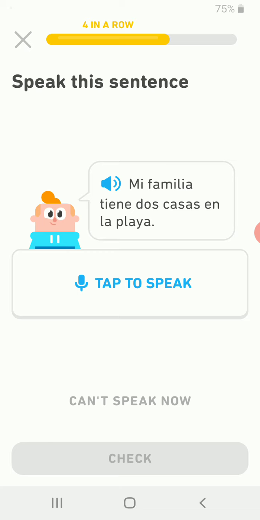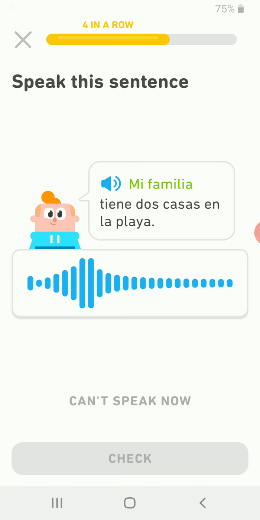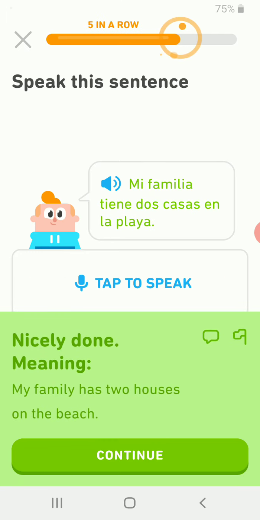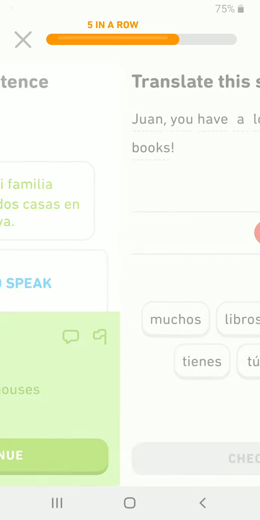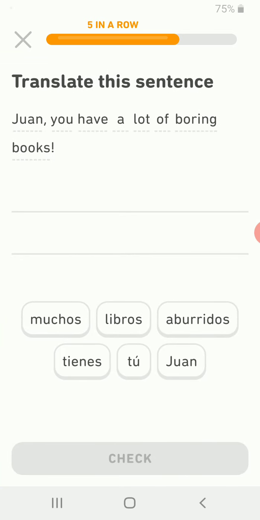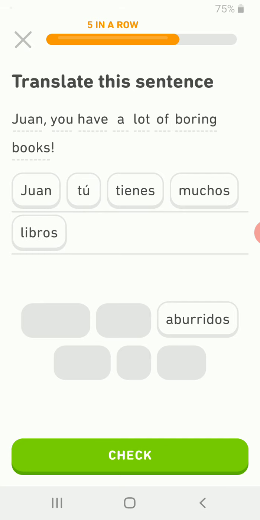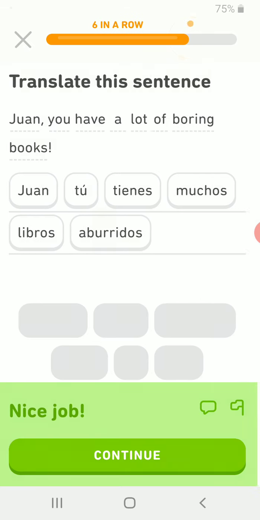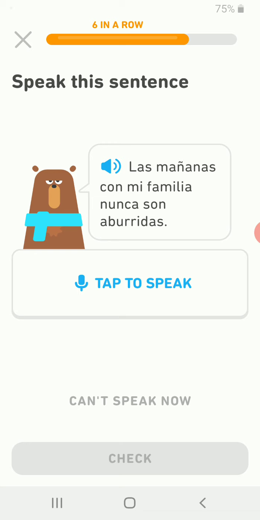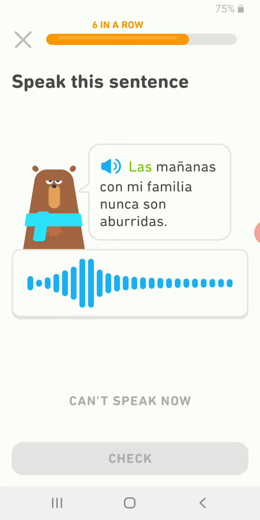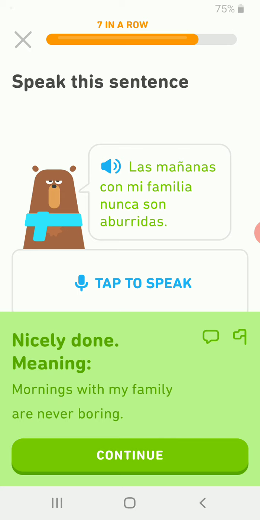Speak this sentence. Mi familia tiene 2 casas en la playa. Which means my family has 2 houses on the beach. And translate this sentence. Juan, you have a lot of boring books. Juan, tú tienes muchos libros aburridos. Las mañanas con mi familia nunca son aburridas. It means mornings with my family are never boring.